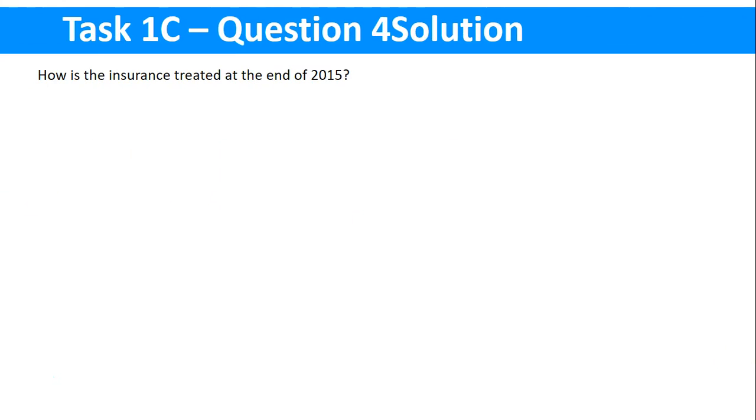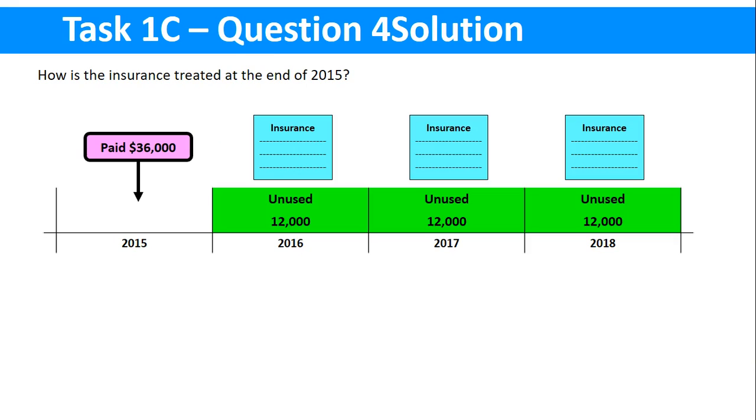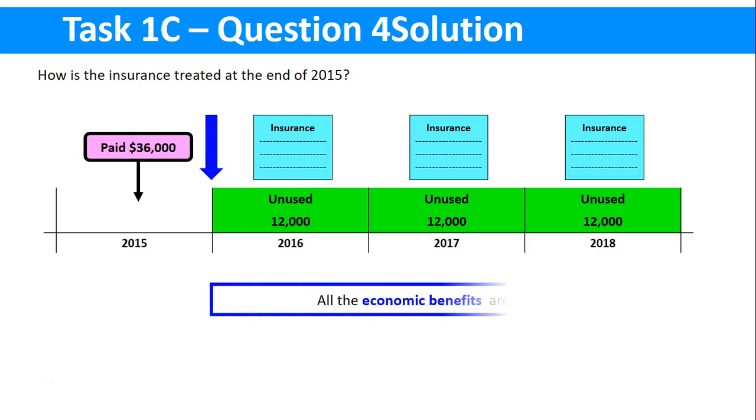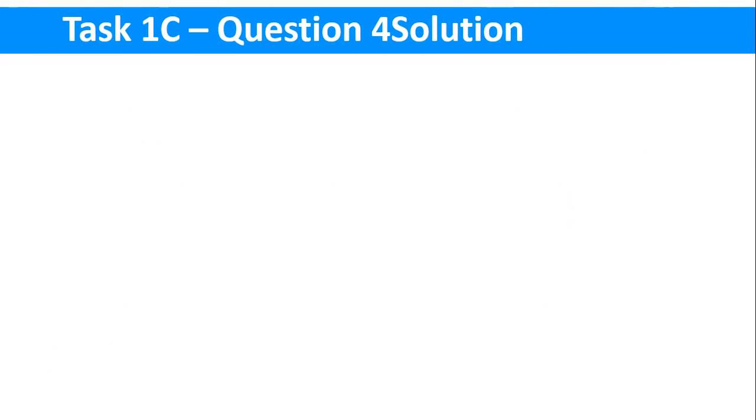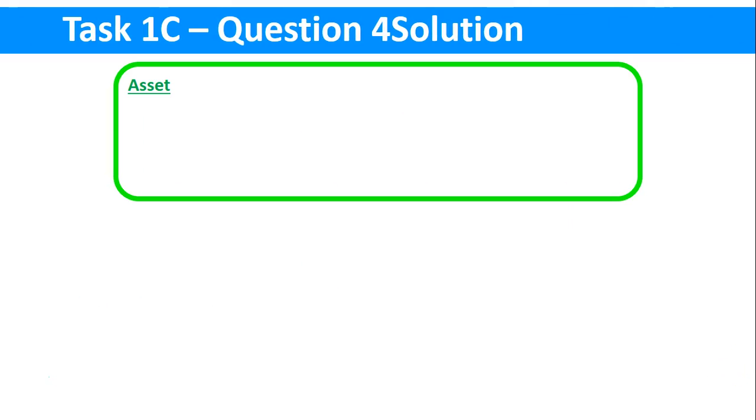How should the insurance be treated at the end of 2015? That is the question we've been asked. So at the end of 2015, what we've got is all the economic benefits of this insurance haven't been used. They will all be used in the future. So what does that mean? It means that the insurance will provide economic benefits, but not until the future, and they've all been unused. So that is actually going to be an asset.